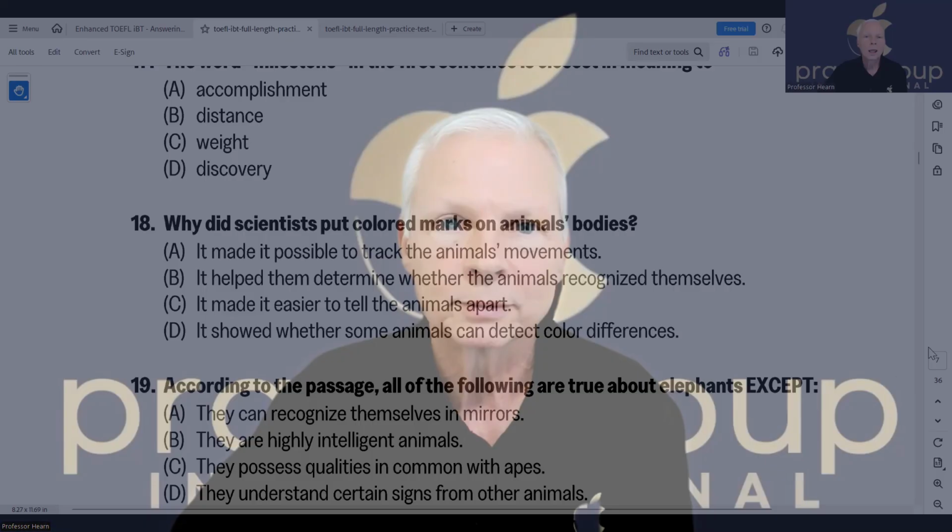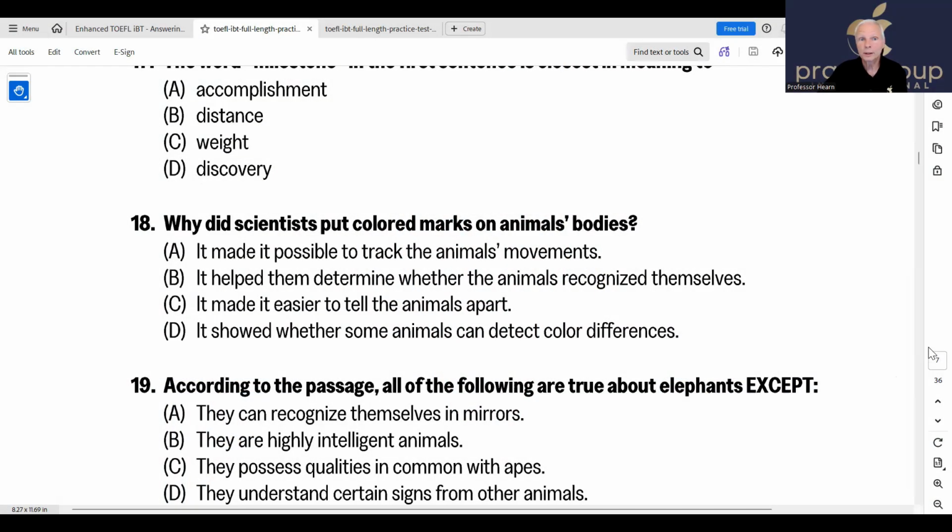Now, I know what you're saying. Mister, that was way too easy. I'm not a child. I can do this. ETS has a way of tricking us, even with the easy questions. So let's ramp it up and see an example of one that is easy, but a little more challenging. Let's look at question number 18.